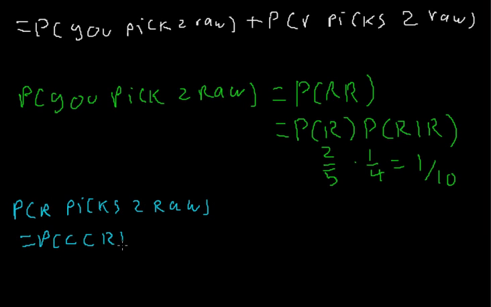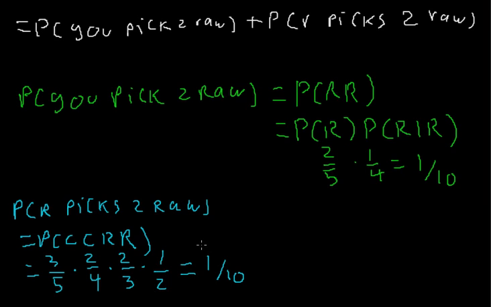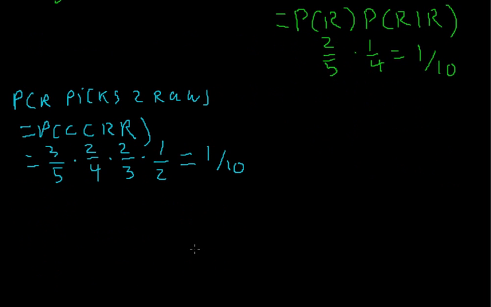This is what has to happen. This is the only sequence of picks where that's possible. So that's equal to 3/5, then there's 2/4, right? Because there's 2 cooked out of 4 left. So now at this point, there's 2 raw out of 3, and now there's 1 raw out of 2. And if we carry through this multiplication, we also get 1/10. But that's one way of looking at it.